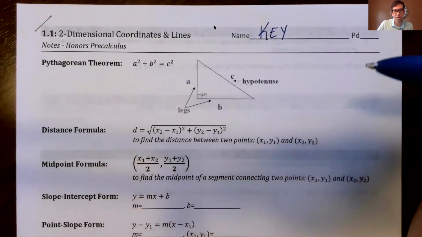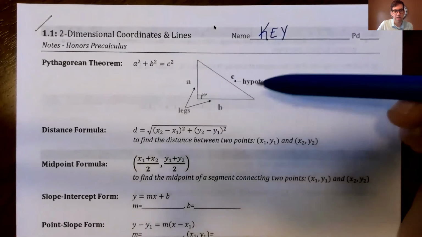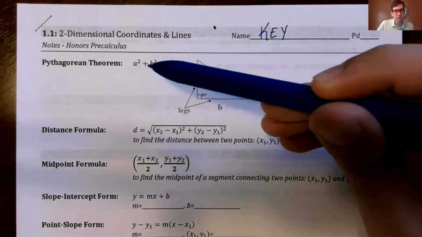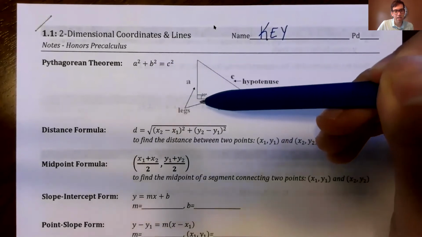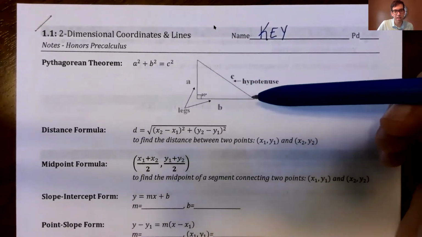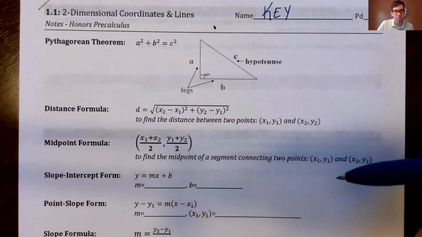Hopefully this looks familiar. a squared plus b squared equals c squared. For any right triangle, there are two legs and a hypotenuse. The hypotenuse is always c. And if you take a, the length of a, squared plus the length of leg b squared, you always get the length of the hypotenuse c squared. That'll come in handy with some of these questions.